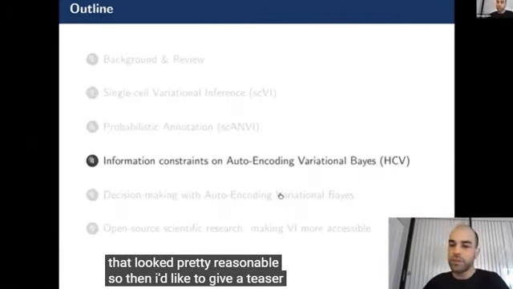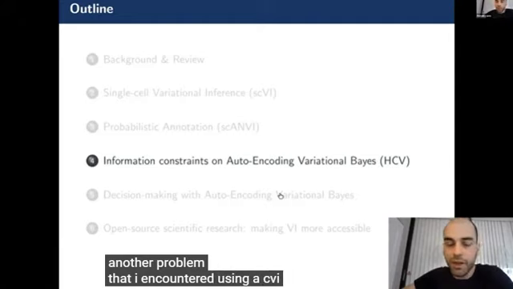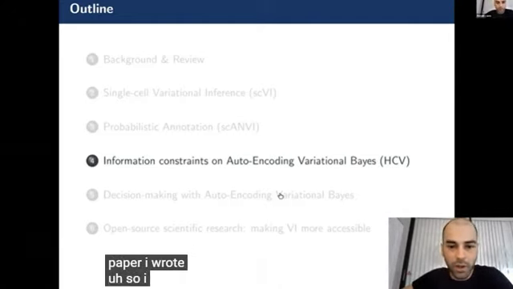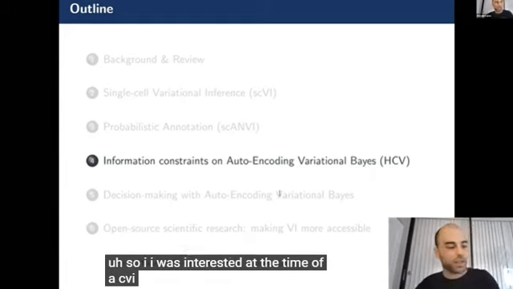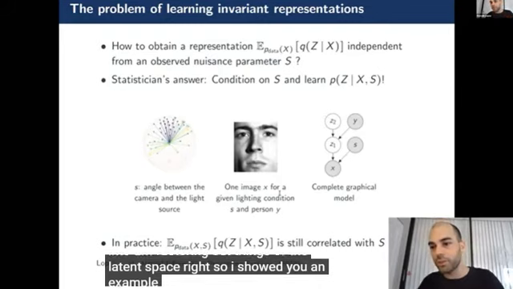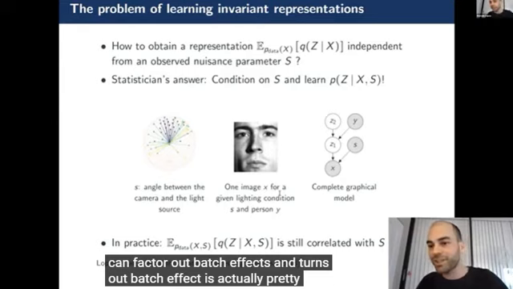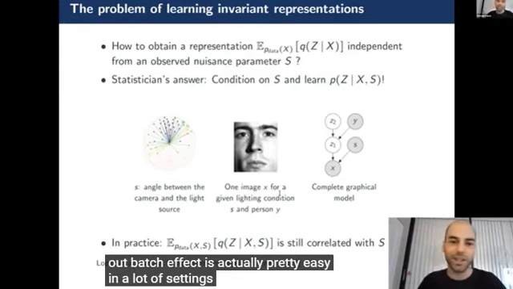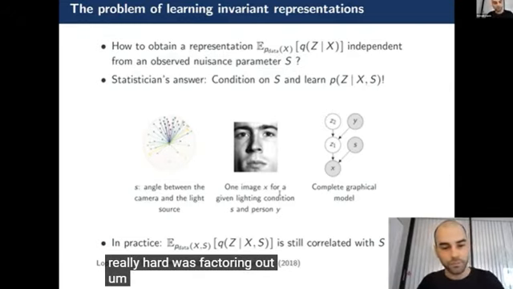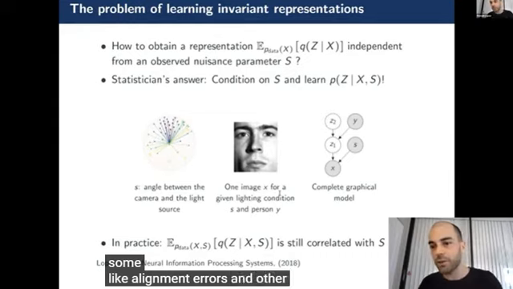So then I'd like to give a teaser on another problem that I encountered using scVI. And this was the first machine learning paper I wrote. I was interested at the time in scVI in factoring out things of the latent space, right? So I showed you an example where we can factor out batch effects. And it turns out batch effects are actually pretty easy in a lot of settings. But what was really hard was factoring out some continuous information or some alignment errors in other covariates.